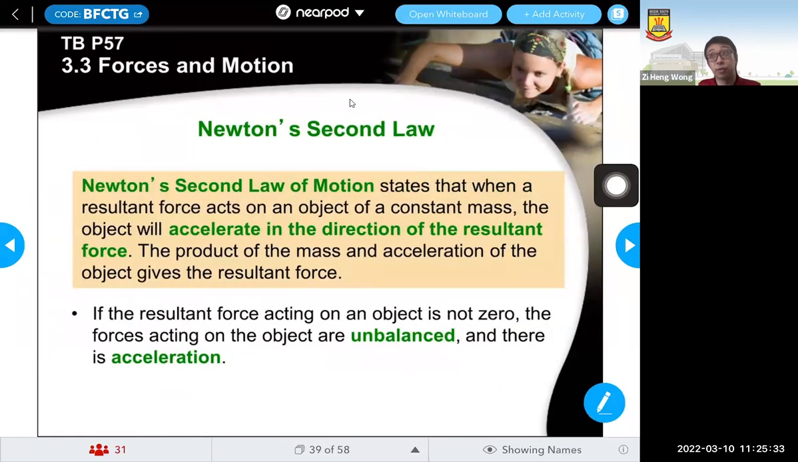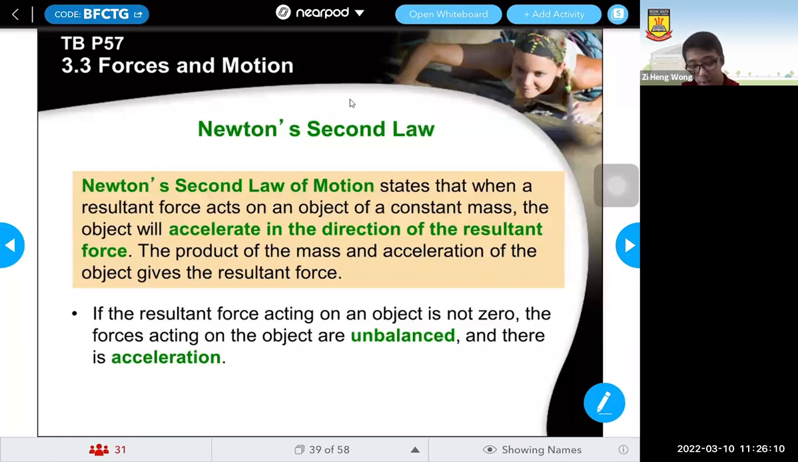So far, can you understand Newton's first law? I assume so. If you can understand Newton's first law, you realize that Newton's second law seems to be saying the same thing as Newton's first law. It's like the other side of the same coin. Newton's first law says that if there's zero resultant force, the object will have no acceleration, correct? Newton's second law says that if there's a resultant force, then there's acceleration.